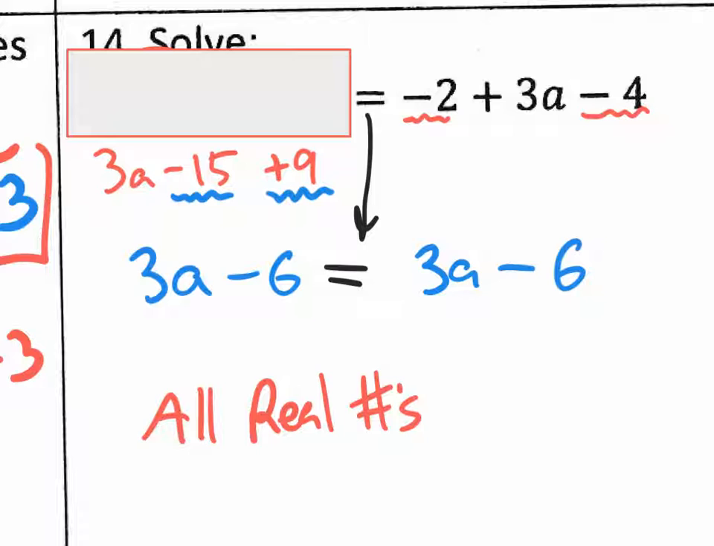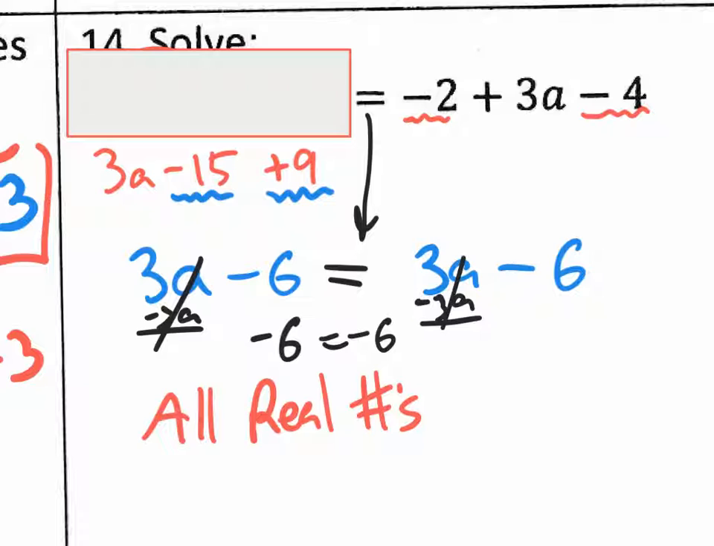I mean, you could continue going and say, okay, I want to get my a to the left side. I want to get rid of this 3a. So if you did subtract 3a, it would cancel, and the a's are gone. You have negative 6 equals negative 6. That's always true. So if it's always true, it's going to be all real numbers.